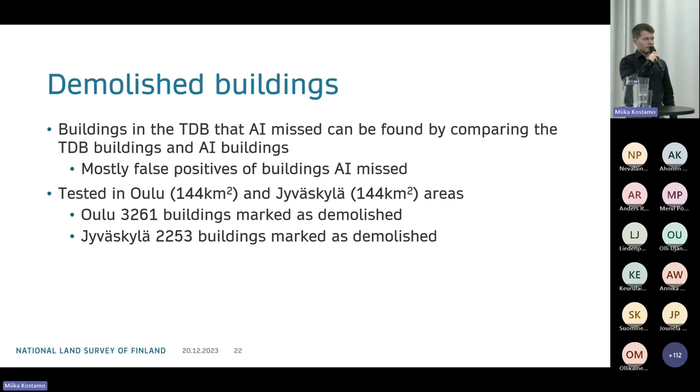In Oulu, it provided 3,261 buildings marked as demolished, and in Jyväskylä, 2,253 buildings marked as demolished. But in the topographic database, these were actually mostly real buildings. They were smaller buildings outside of the central area and were mostly under trees or shadows that you couldn't see from the aerial image. But still, these were helpful based on the preliminary results.